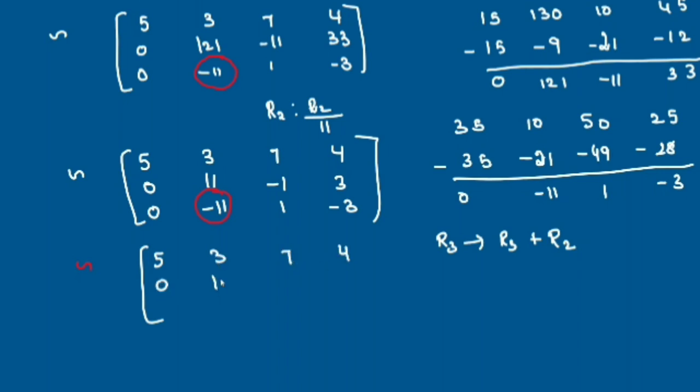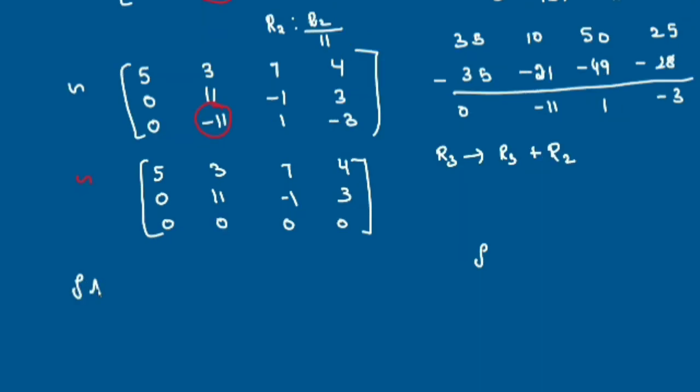Second row as it is, 11, minus 1, 3. Just add 0, 0, 0, 0. See, what is the rank of AB? First we have to find the rank of AB. AB is the full augmented matrix.